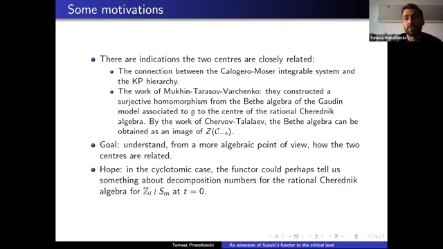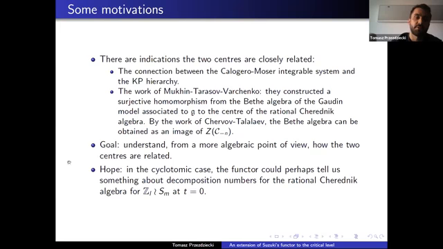So there is a connection between the Calogero-Moser system and the KP hierarchy. And there is also work of Mukhin, Tarasov, and Varchenko, who constructed this surjective homomorphism from the Bethe algebra of the Gaudin model associated to GL_N to the center of the rational Cherednik algebra. And we also know that this Bethe algebra, for instance by the work of Chervov-Talalaev, is connected to the center of the completed universal enveloping algebra. So the goal here was to understand from a more algebraic perspective how these two centers are related.